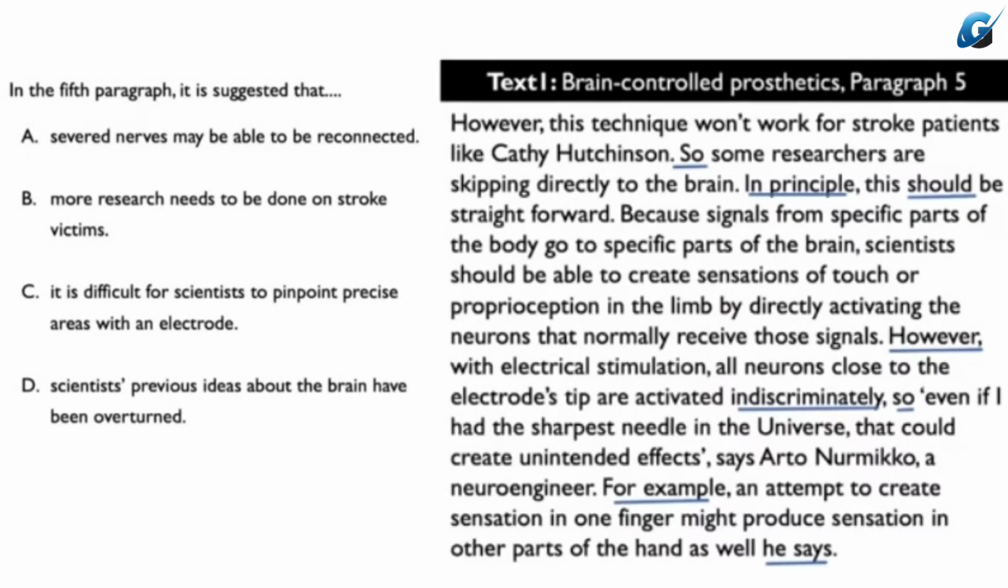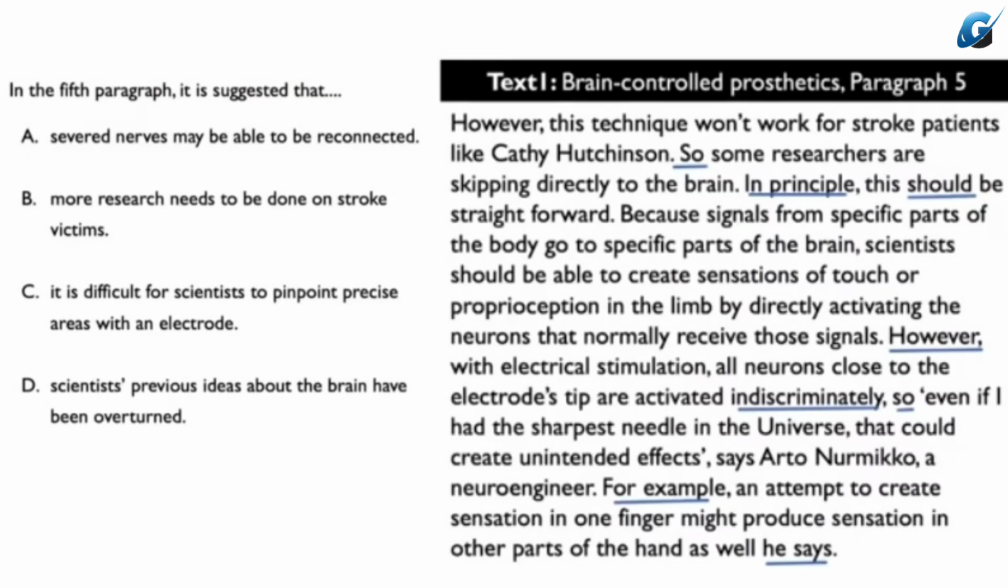So option C. It is difficult for scientists to pinpoint precise areas with an electrode. Let's keep that option there. Option D. Scientists' previous ideas about the brain have been overturned. They haven't mentioned anything about overturned or the synonyms of that word itself. Instead of scientist, they might have meant neuroengineer, but absolutely this information is not described in this text as well. So this is wrong information. It's not been given in the paragraph. So option D is the wrong one.